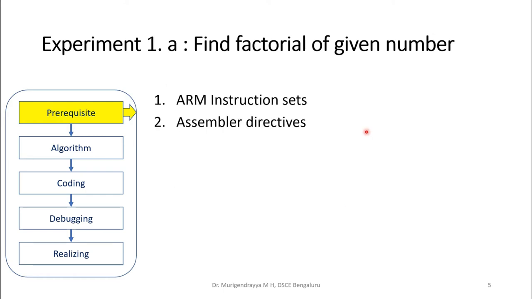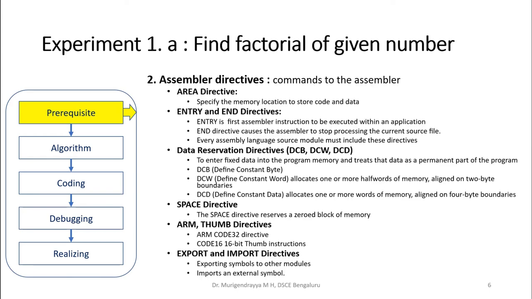To write an ARM assembly program, we should know the ARM instruction set as well as assembler directives. The assembler directives are instructions for the assembler to assemble and link the instructions. Assembler directives are commands to the assembler, also called pseudo instructions. Here, a directive is used to specify the location in memory, and any application in ARM should be placed between the ENTRY and END directives.